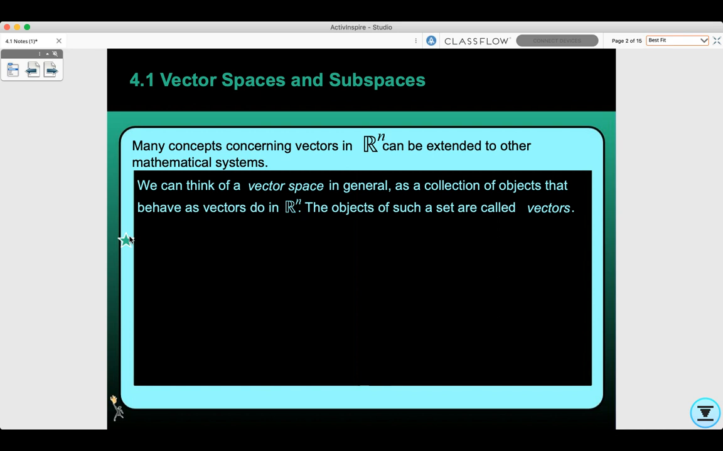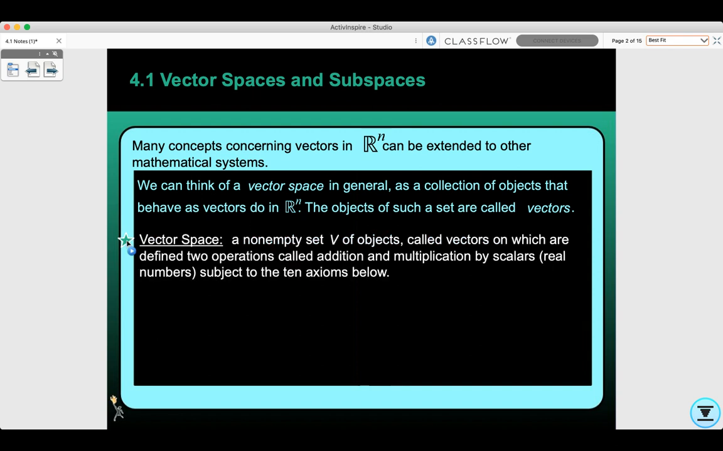Today we're going to do section 4.1, vector spaces and subspaces. Many concepts concerning vectors in Rn can be extended to other mathematical systems. We can think of a vector space in general as a collection of objects that behave as vectors do in Rn. The objects in such a set are called vectors.